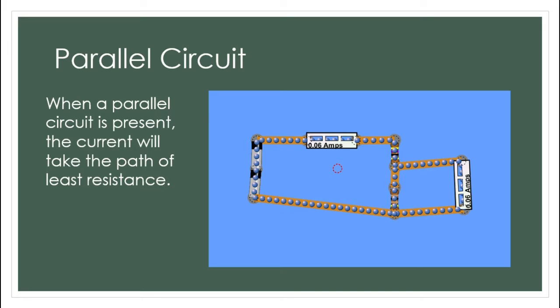Next, we modeled a simple parallel circuit, and we put one of the ammeters in parallel with the 100 ohm resistor. And as you can see here, the end amperage is the same as the amperage flowing through the right side of the parallel, and that's because when a parallel circuit is present, the current will take the path of least resistance.